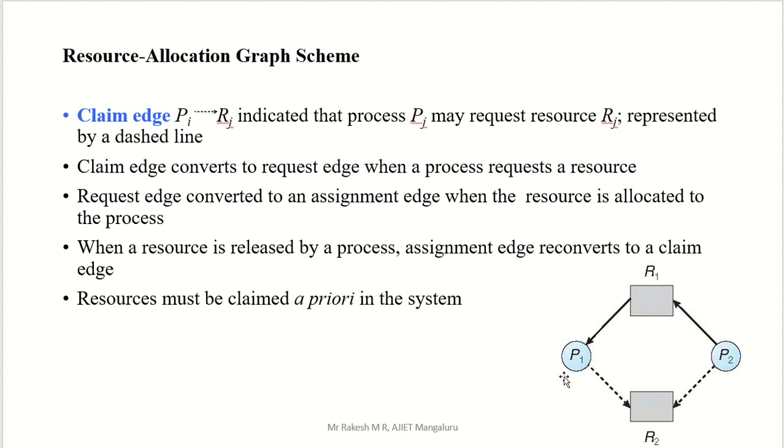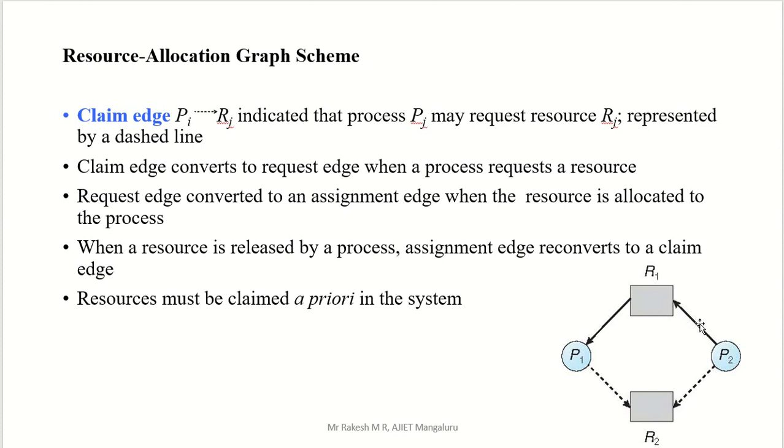It may ask. A claim edge converts to a request edge when the process requests a resource, that is in future. A request edge is converted into an assignment edge when the resource is allocated to the process. P2 claims R2. It may ask in the future, but when it asks, there is a direct line here, without the dotted line. At that time you can call it P2 requesting R2. Now it is not requesting, this is claiming.